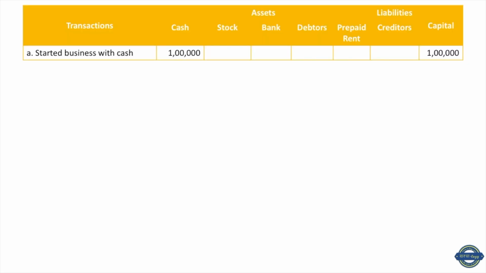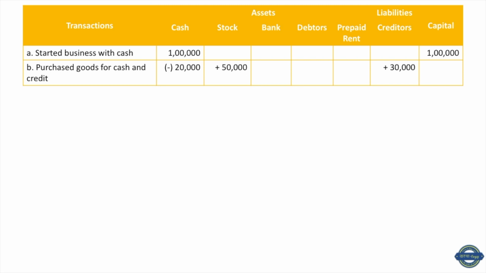Started business with cash rupees 1 lakh. We will add rupees 1 lakh under the cash column as the cash has come into the business, and we will add rupees 1 lakh under the capital column as we owe this amount to the owner.